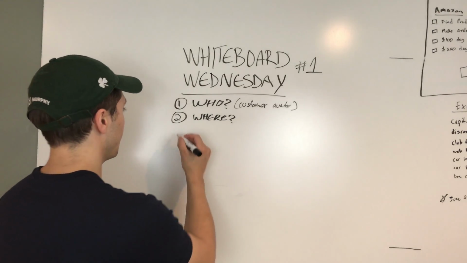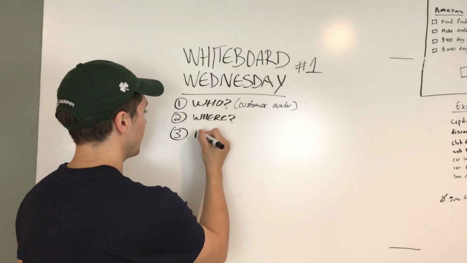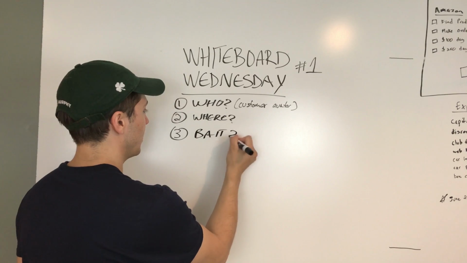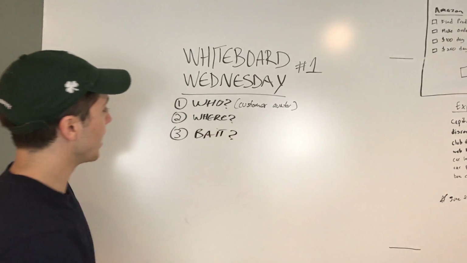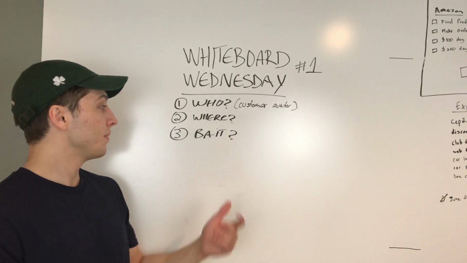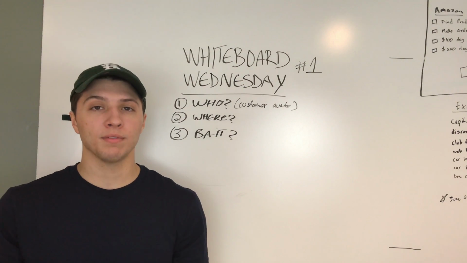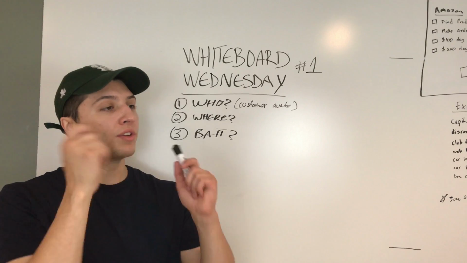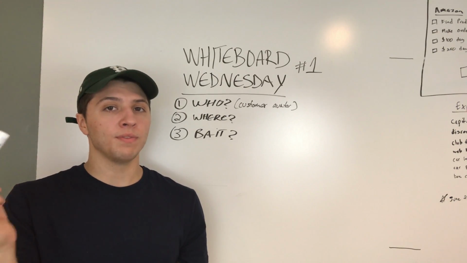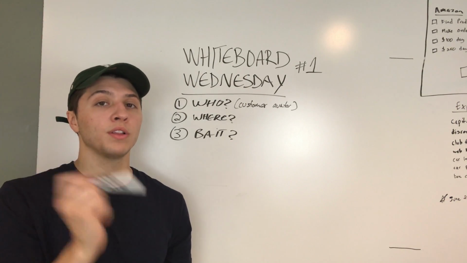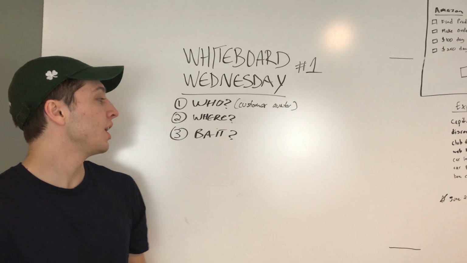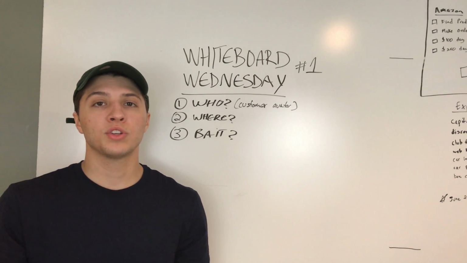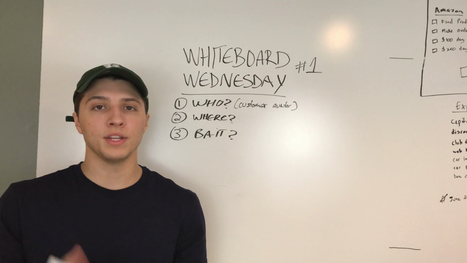Now, number 3 is bait. Let's put a dot on that. So bait, what do you use bait in? Fishing. So it's the same concept here. You put bait on a hook, you cast out the line, and the fish bites the hook that the bait's on. So what type of bait do you have to provide to attract your ideal customer?